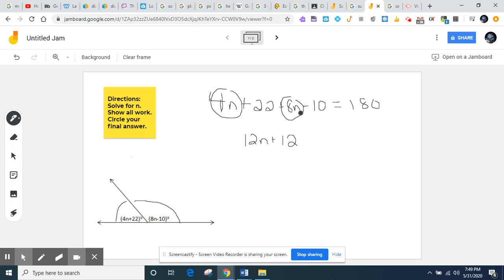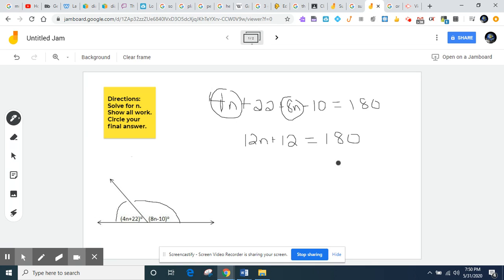Now, we've combined everything that we can combine on this side of the equation. So now we're just going to bring down the rest of the equation. So we're going to bring down our equals 180. Okay, so we have 12n plus 12 equals 180. Now, we need to break this equation down further. Remember, the whole point of solving equations is to get the variable by itself. So we want to isolate the variable on one side. Okay, if we see here, we have a constant. We want to get rid of this constant. We want all our variables on one side and all our constants on the other.